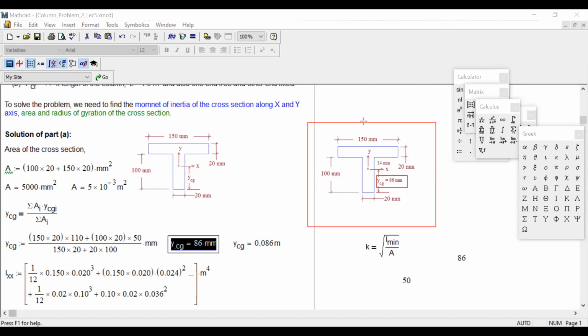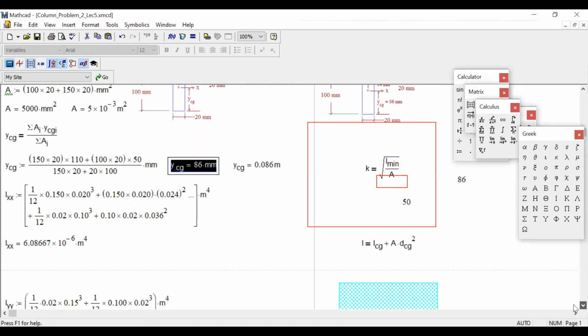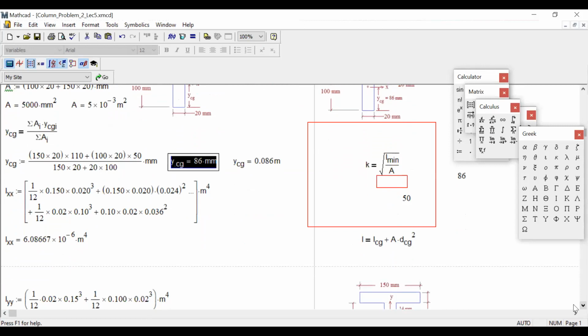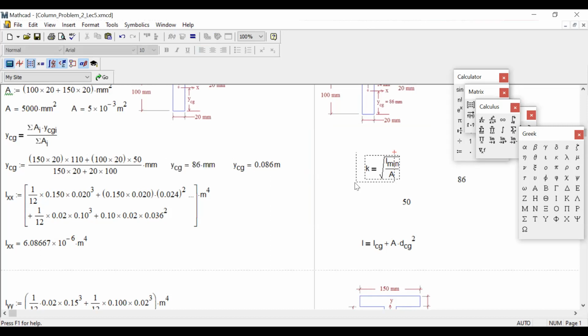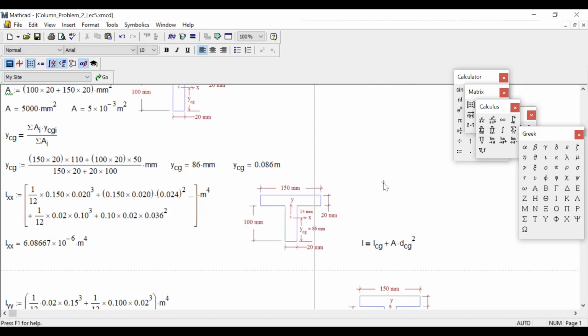And XCG should be at the middle, that means at the middle of the flange. Okay. Now we need to figure out the IXX and IYY. Since we should not teach you how to figure out the IXX and IYY, because this one you already know in your engineering mechanics class, but still we are showing you over here how we can figure it out. Okay, I'm sorry, how I figure out IXX and IYY.